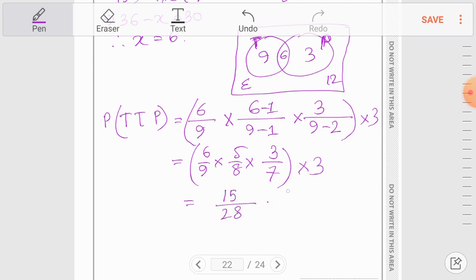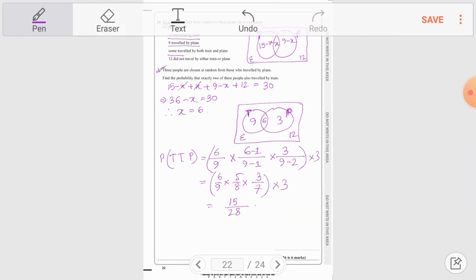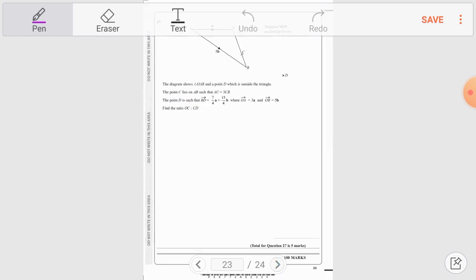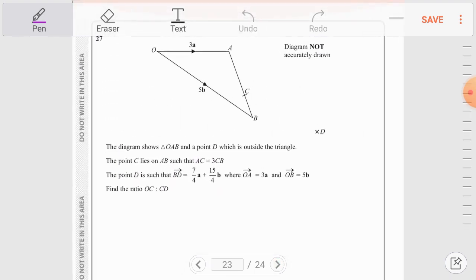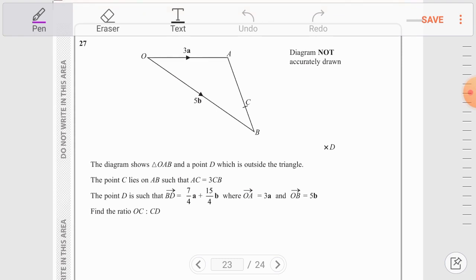So the probability that exactly 2 of these people also traveled by train is 15 by 28. I hope question number 26 was clear. Moving to the last question of this paper, question number 27. The diagram shows triangle OAB and a point D which is outside the triangle.